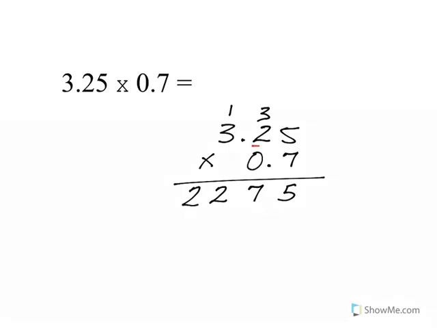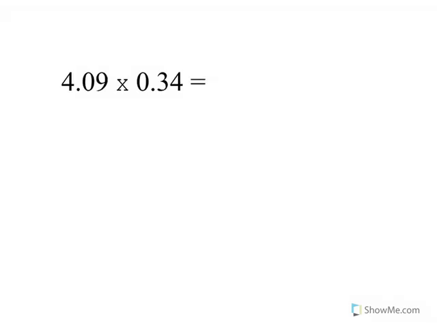But here I have 2 digits after the decimal and 1 digit after the decimal. So in my answer, I need 3 digits after the decimal, which is going to make my answer 2 and 275 thousandths. Let's take a look at our last problem.